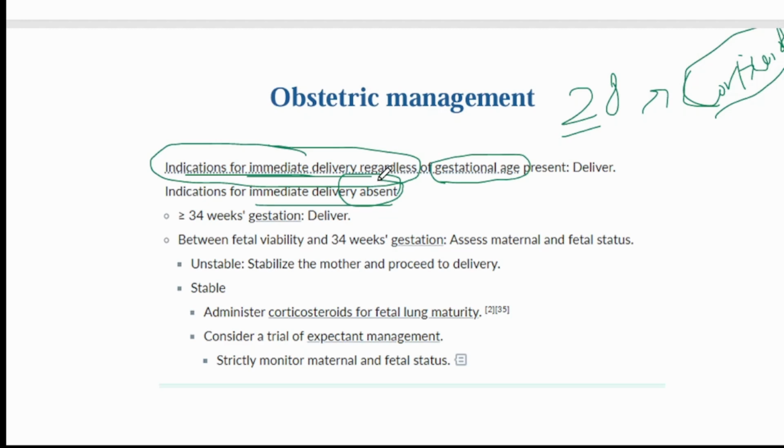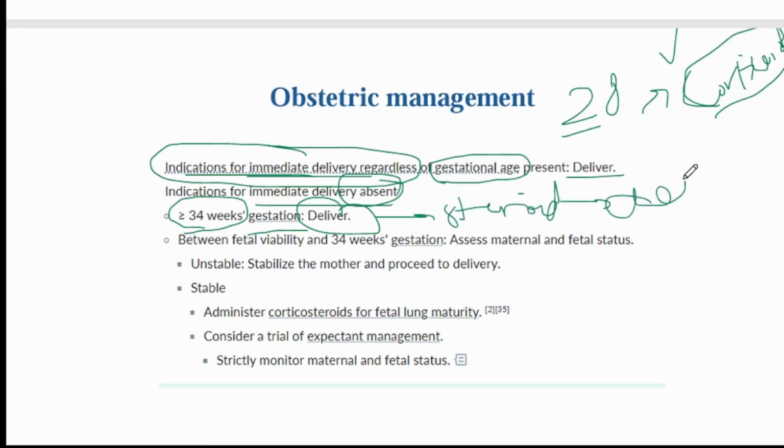But if there are no indications for immediate delivery, then we see gestational age. So if it's more than 34 weeks of gestation, we deliver again. Okay, so again, if there is an indication for immediate delivery, we deliver no matter the age. If there is no indication but there are severe features, then we see the gestational age. If it is more than 34 weeks, we again deliver the baby. But here there is a difference, we give steroids. Earlier we didn't even give steroids, we just delivered immediately. But here we have some time, so we first administer steroids, and after steroids we deliver the baby. That's when the gestational age is more than 34 weeks and there is no indication.